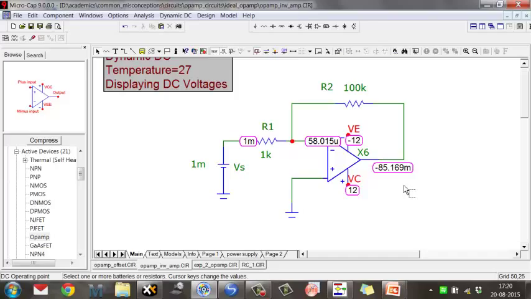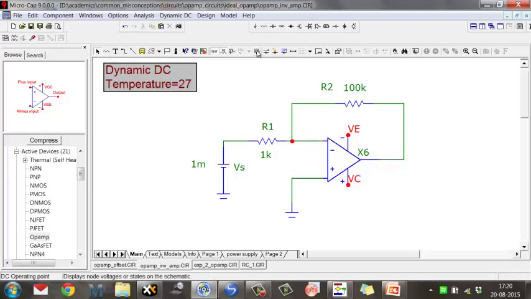Bias current. How is bias current distorting it? Where do you think bias current is flowing? Let's see the bias current. So what do I expect? How much current should flow here? 1 millivolt divided by 1K, so it is 1 microamp, right? And we expect this 1 microamp to flow through the 100K here.